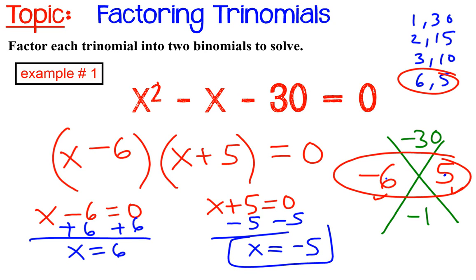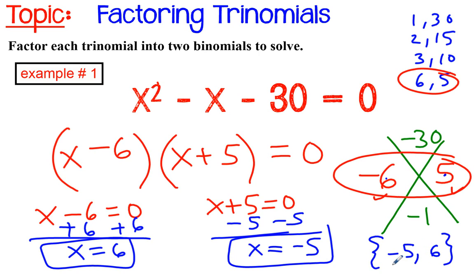Now look at our two answers. You could put boxes around them. You could even put them in these nice fancy braces. Typically we put them in order from least to greatest. Now, our answers are not the same as our two factors, but they're pretty close. Negative 5 used to be a positive 5. Positive 6 used to be a negative 6. So our answers are always the opposite of our factors.